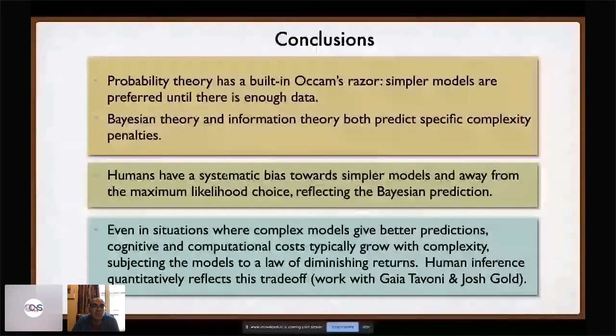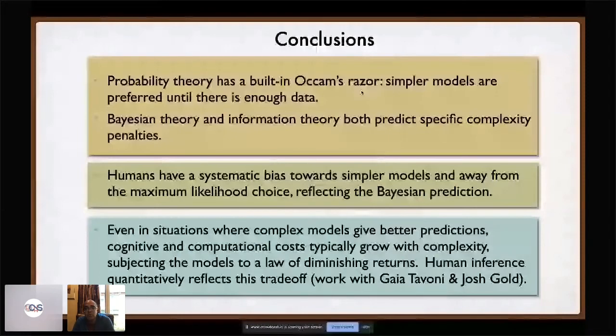So a couple of things. One is I tried to show you that probability theory has a built-in Occam's razor, such that simpler models are preferred until there is enough data. And both Bayesian theory and information theory predict very specific penalties for complexity. They specify how you should trade off accuracy and simplicity. We then showed, using data that we've gathered, this is the first public outing of this data, that humans have a systematic bias towards simpler models and away from the maximum likelihood choice, and that this bias reflects the Bayesian prediction.